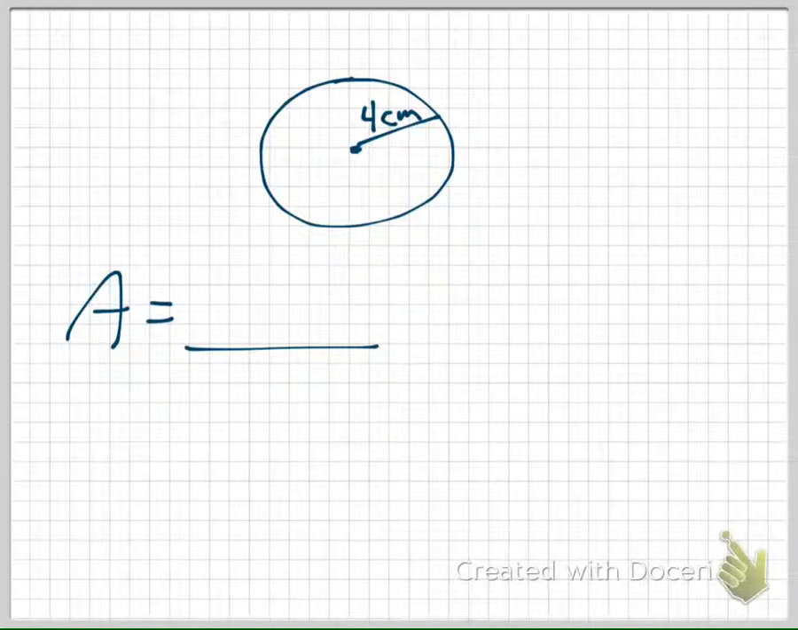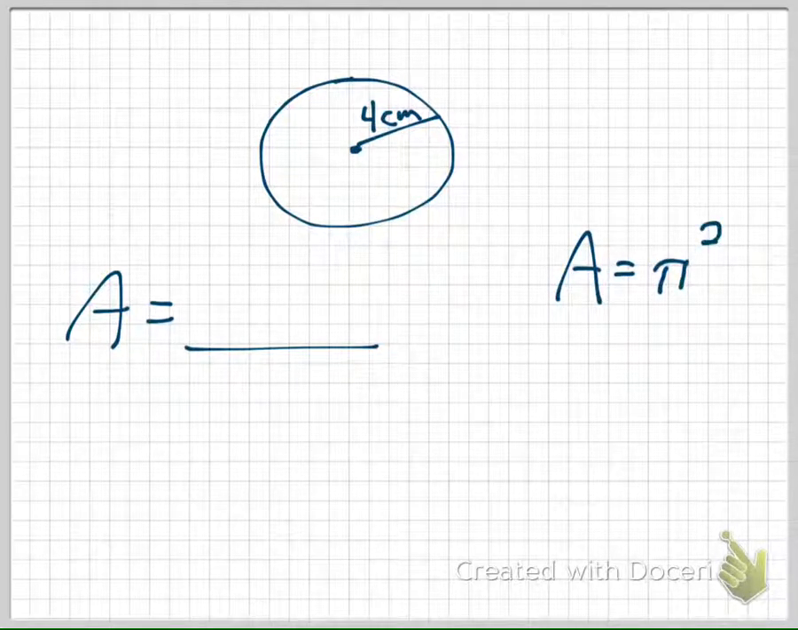Here's the deal. What is the formula for the area of a circle? Pi r squared. Everybody together. What's the formula for the area of a circle? Pi r squared. What's the area of a circle? Pi r squared, right? Not pi squared. Pi r squared. So plug it in.